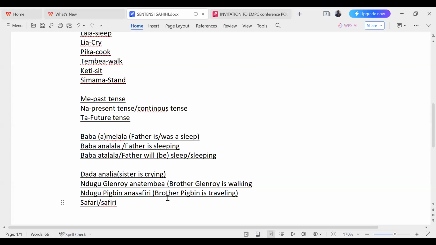So that's where you get the word safari. Can any other person try to use the simple verbs you already have, like cook or sit or stand, to construct a simple sentence? I thought I'd try... Oh, no, that's brother. I wanted sister. Sister is dada.